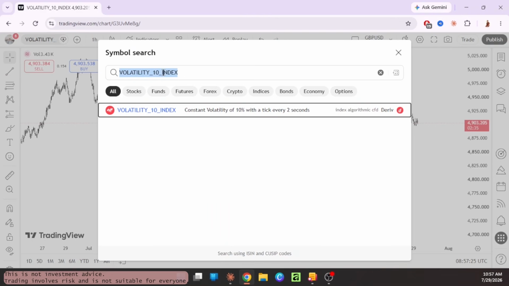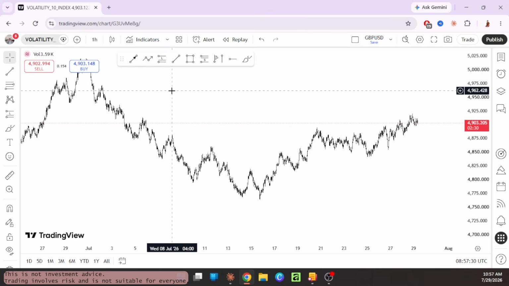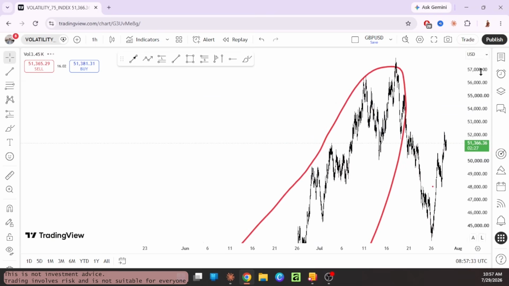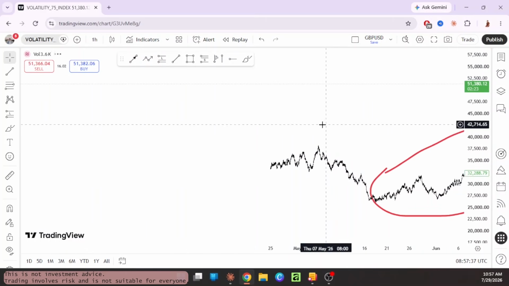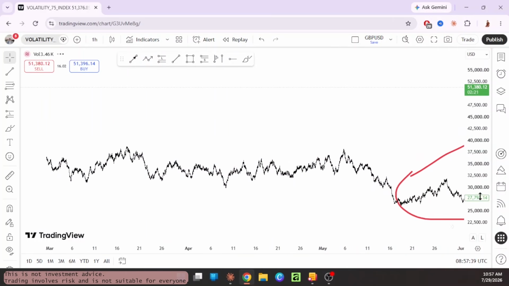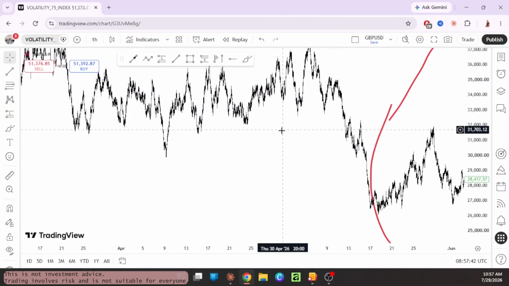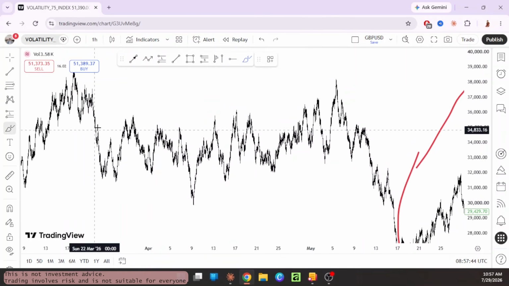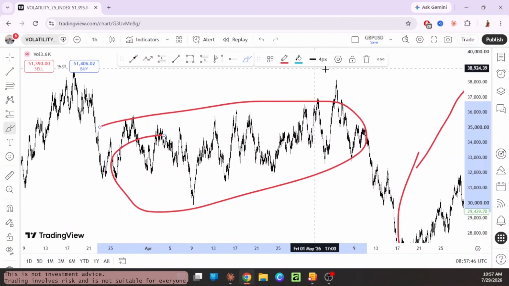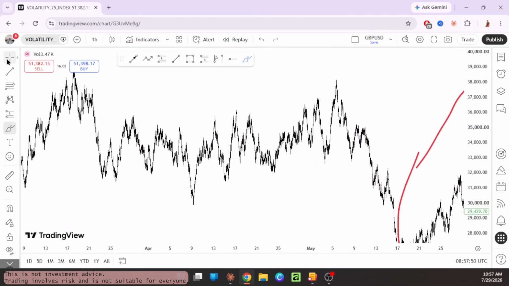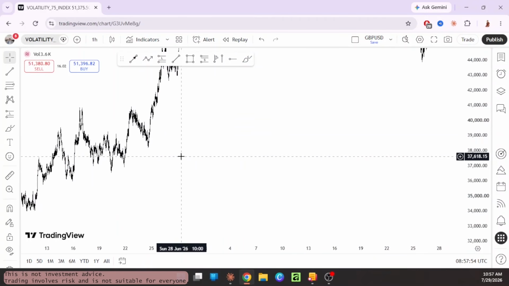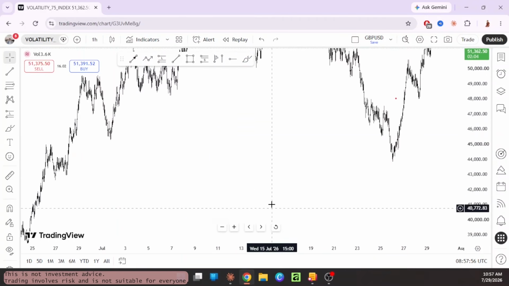And if I go to volatility 75, if you go to the volatility 75 index, you can also see how big these moves can be, right? So this market trends a lot. Also, there are times when it ranges like this, but if it is in a trending time or trending zone, then it will trend for a bigger period of time, right?